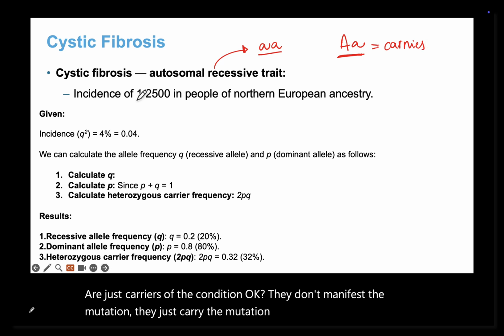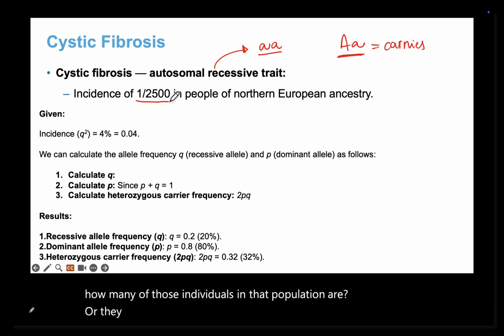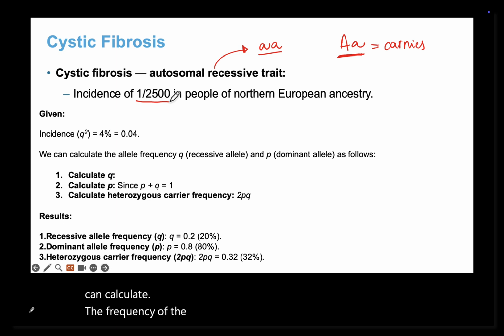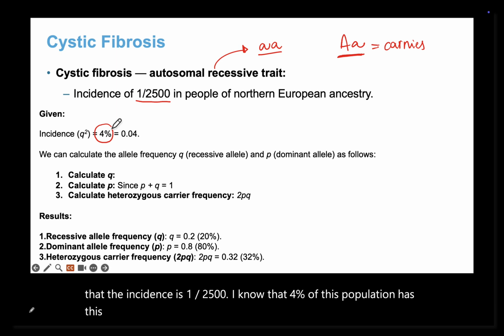So, knowing the incidence, how many of those individuals in that population are positive for this autosomal recessive trait, we can calculate the frequency of the heterozygosis in this population. Okay, knowing that the incidence is 1 over 2,500, I know that 0.04% of this population has this autosomal recessive trait.